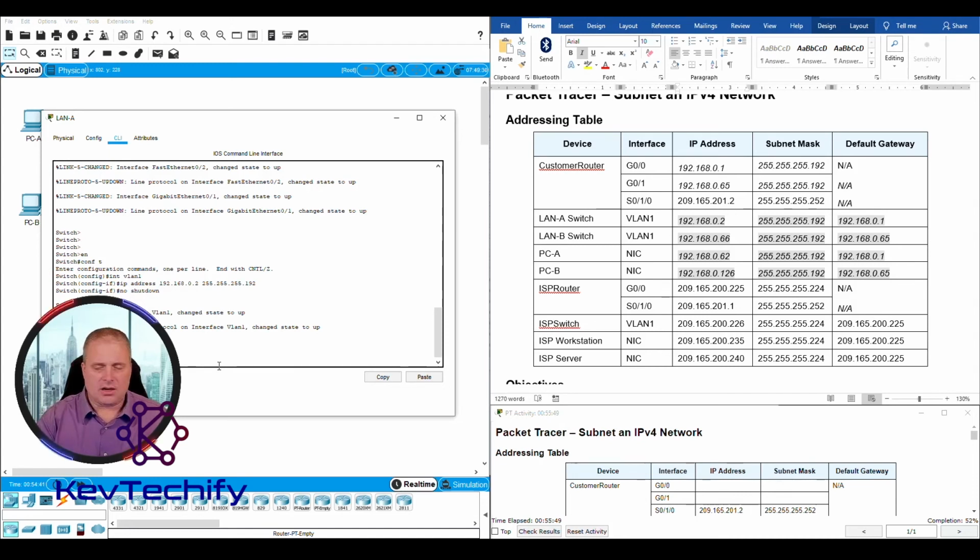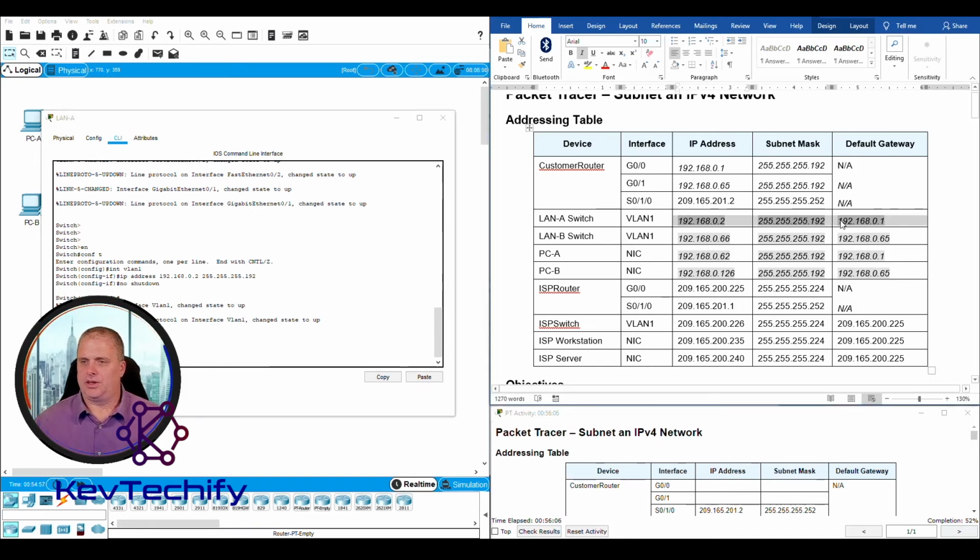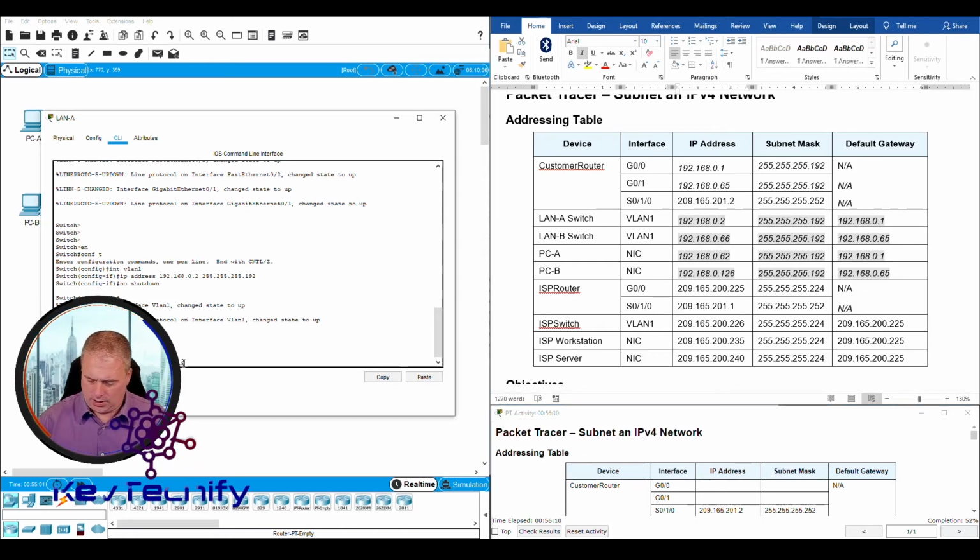Then the command here is, because it's part of the IPv4 protocol, it's IP, and then default gateway. I hit D, E, F, and I hit tab. It completed it for me. And then I put in the IP address for the default gateway, 192.168.0.1. Now, you don't have to enter in the subnet mask.